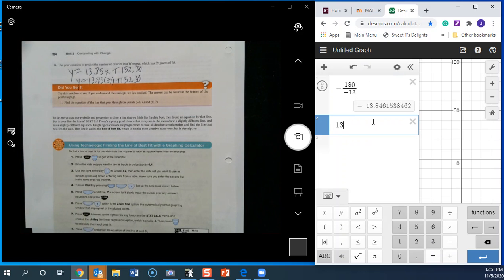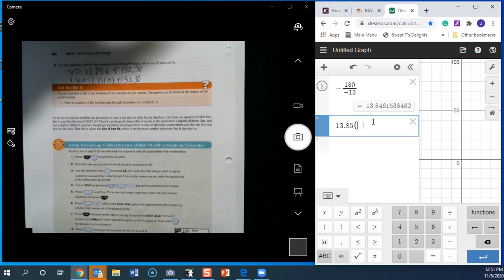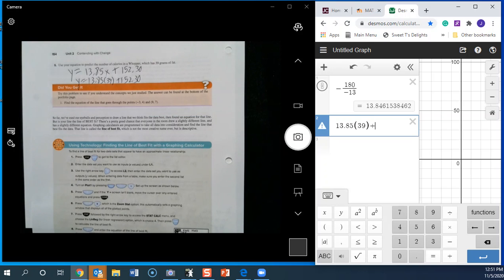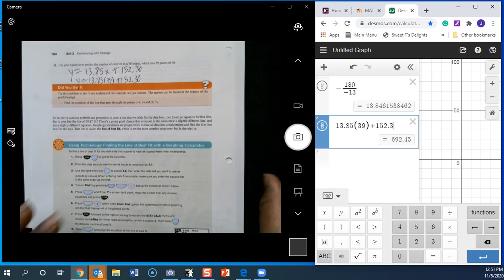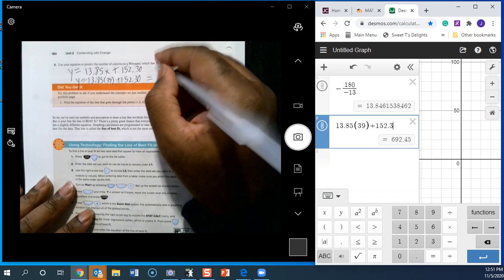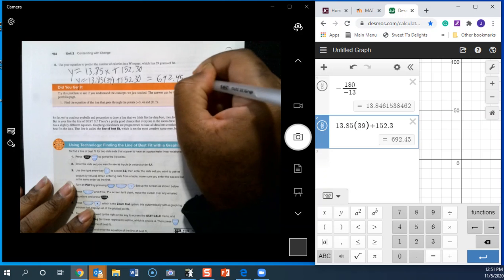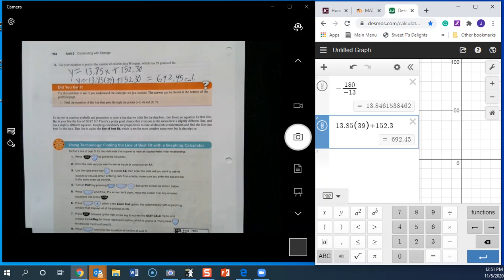So 13.85, I'm sorry, supposed to do multiply, times 39, and then plus the 152.30. So we get 692.45 calories. All right.